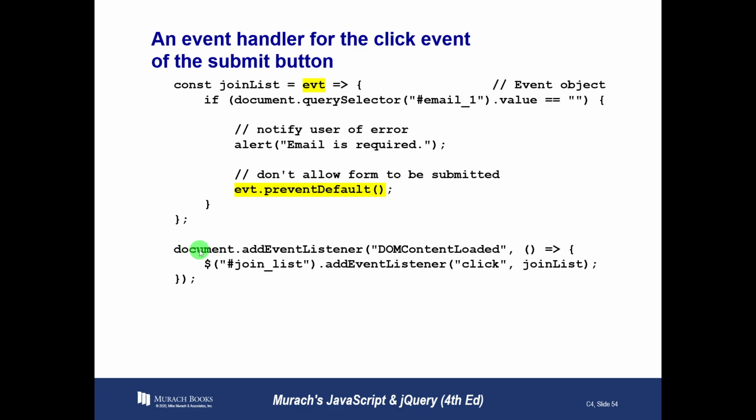Then down in the second section is where we add that event listener. When the DOM content is loaded, we add the event listener for that event so that joinList gets called when somebody clicks on the join list button. So they click the join list button, it starts running this event, realizes they haven't filled out the email, and prevents the form from actually being submitted.